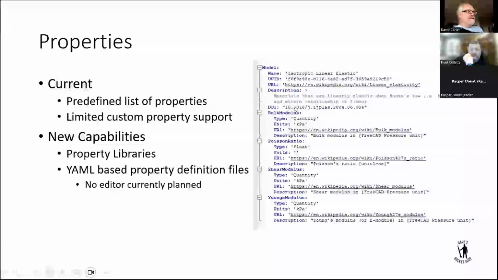URL, description. DOI is a document object index, and this is a capability for researchers that allows you to directly link to the research papers associated with this property. And I have an example of that I'll show you shortly. And then you define the properties. So bulk modulus, it's of type quantity, units is kilopascals, there's a URL and description. Again, there's no values at this point. It's just describing the property itself. And you can have as many or as few as you require.